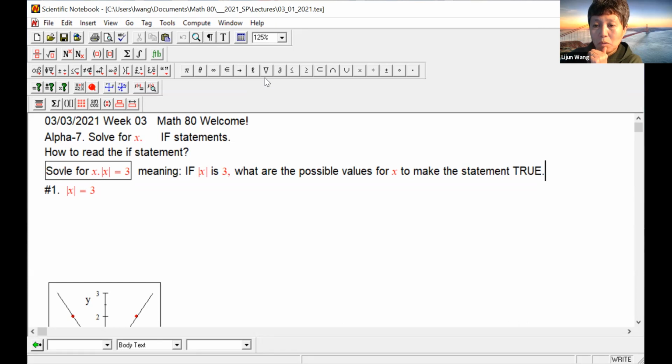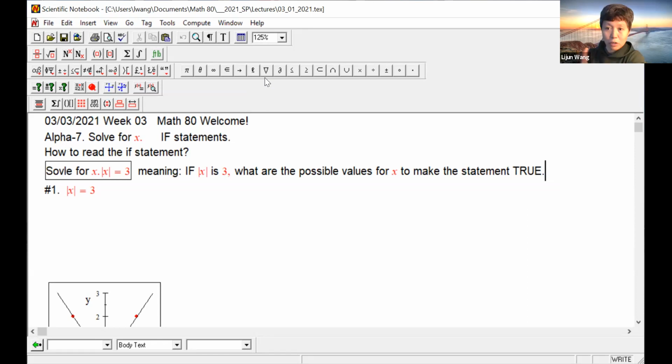Think of the meaning. What will be your answer? If the absolute value of a number you don't know, x, is 3, what could x be? What could x be? You tell me.